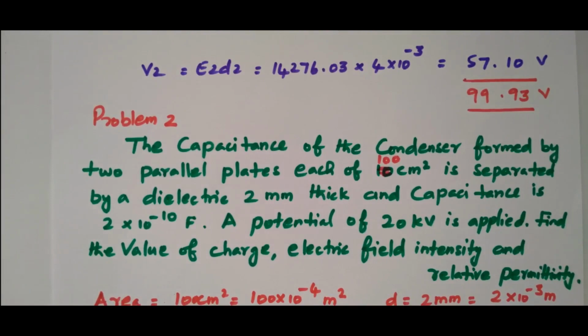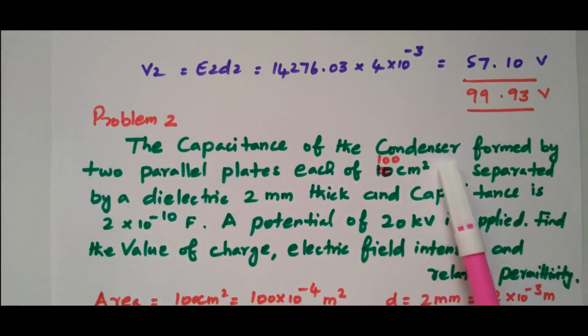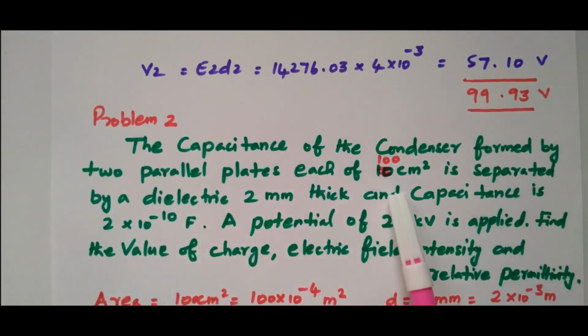So in the second problem, the capacitance value is given, that is 2 into 10 to the power minus 10 farad. The capacitance of a condenser formed by two parallel plates. The area is 100 centimeter square and separated by 2 millimeter. For this, the value will be 2 into 10 to the power minus 10 farad.